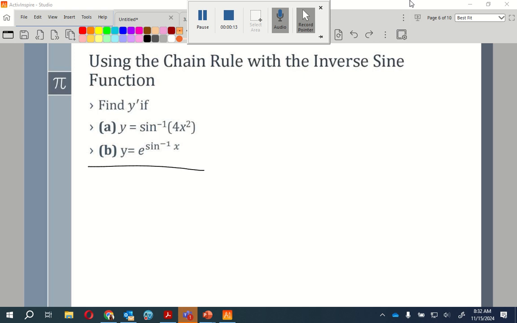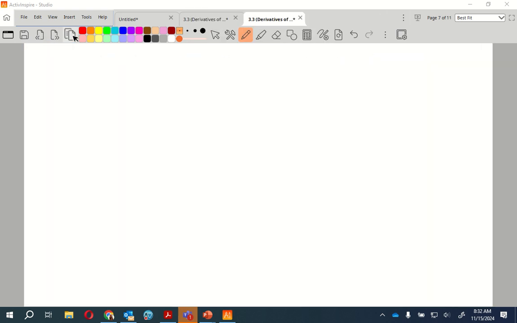All right, so we are continuing with yesterday. This is problem B that we did not get to. So I will start there. So e to the inverse sine x equals.